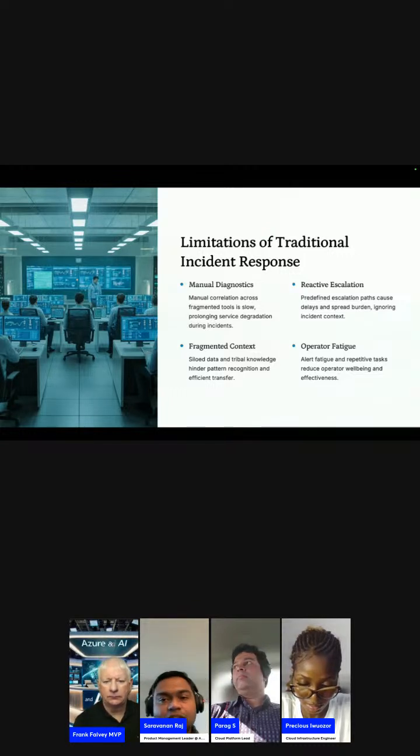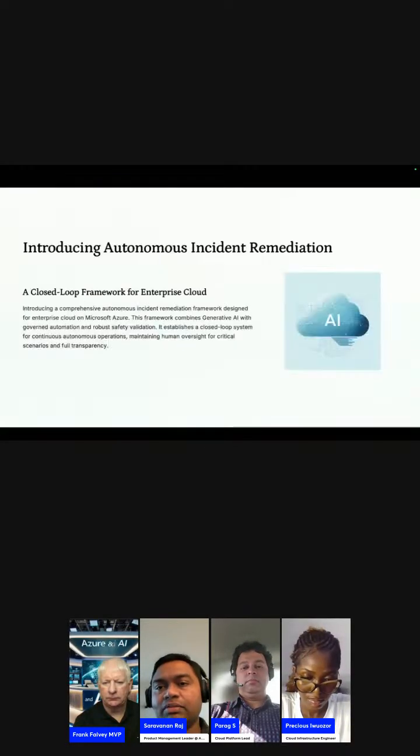And finally, all of this causes operator fatigue, and there is a repetitive task going on in this reliability and incident management space. So that absolutely impacts the physical well-being as well as mental well-being of the engineer. So that's why we're introducing autonomous incident remediation.